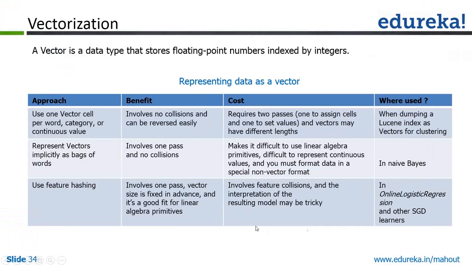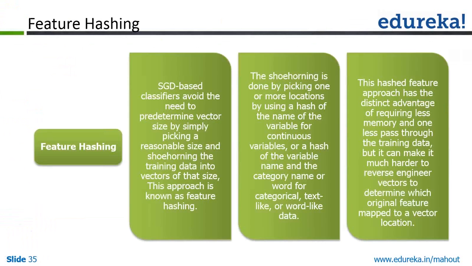It's defining the same thing as I told you. The feature hashing SGD-based classifier avoids the need to predetermine the vector size by simply picking a reasonable size and shoehorning the training data into vectors of that size. This approach is known as feature hashing. So instead of running two passes, it will just take one. It will not fix a vector size beforehand, and on the fly itself it will create it.